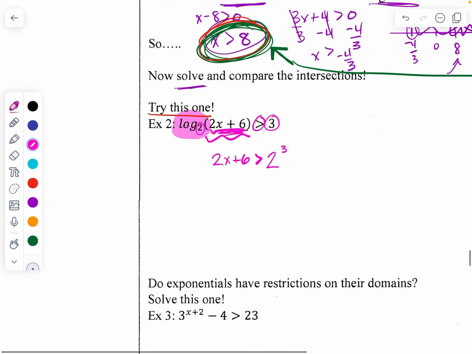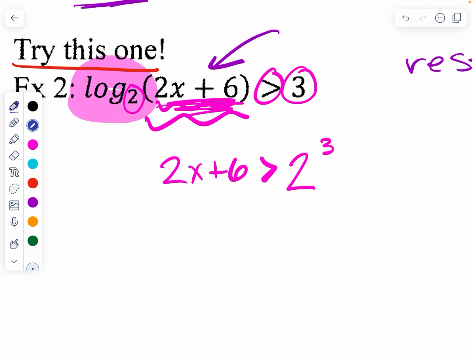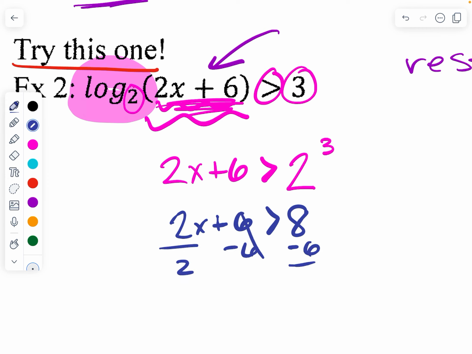Keep in mind, we also have to look at the restrictions of the argument. And that means that 2x plus 6 also has to be greater than 0. So if we solve that, we get x has to be greater than negative 3 as one of our restrictions. So let's go ahead and solve this out and see what we get. I know 2 to the third power is 8. 2x plus 6, let's solve. Divide both sides by 2. And we get x is greater than 8 minus 6 is 2, divided by 2 is 1.